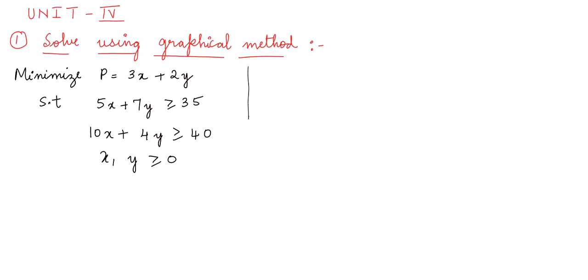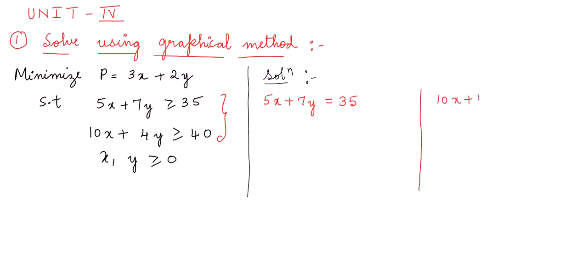Now here you have two inequalities. Those two inequalities you need to convert to equations. The first one is 5x plus 7y greater than or equal to, so that will be equal to 35. The second one is 10x plus 4y equal to 40.